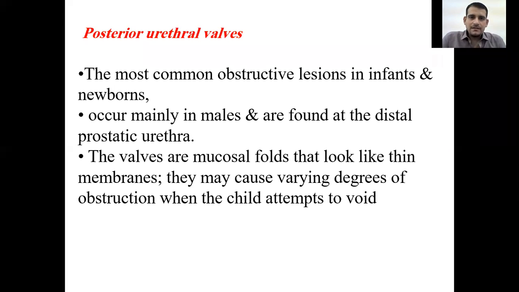occurring mainly in males and found at the distal prostatic urethra. The valves are mucosal folds that look like thin membranes. They may cause varying degrees of obstruction when the child attempts to void. So what I mean by posterior urethral valve, or PUV, is a membranous fold present at the prostate, at the level of the verumontanum.